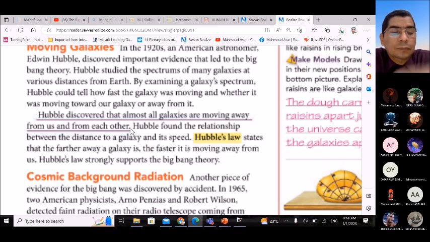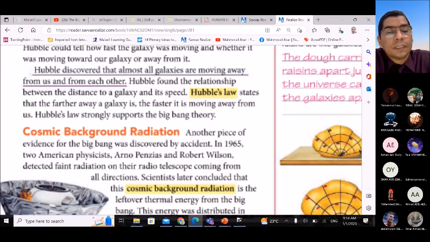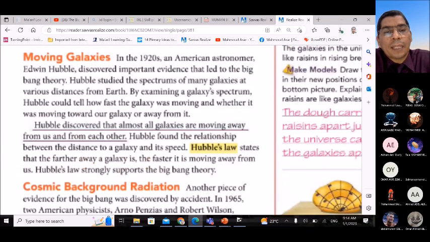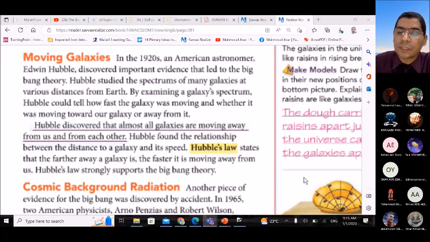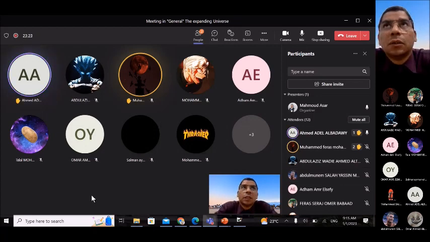Continue, Ahmed, sorry. Hubble's law strongly supports the Big Bang theory. That's it. Stop here at this point. I think it's good to stop, because we like to sum up what we studied today. What we studied today is the Big Bang theory. It talks to us about the formation of the universe and the distances between the galaxies, and also the steps of the formation of the universe.